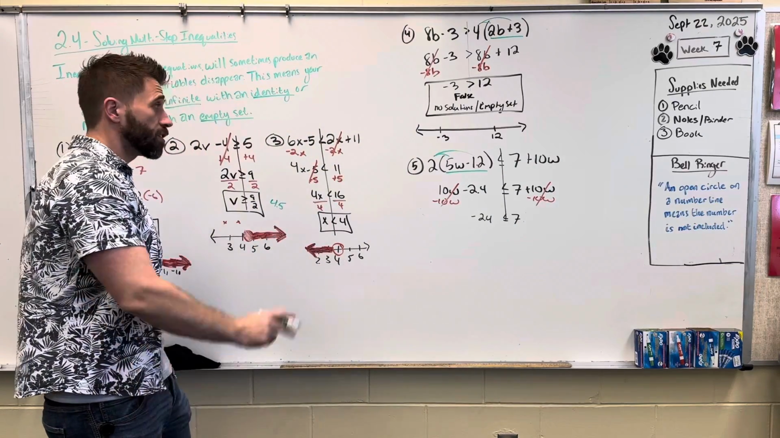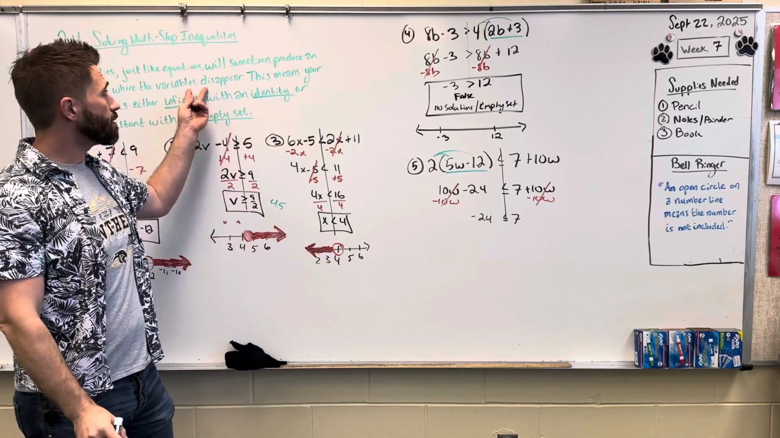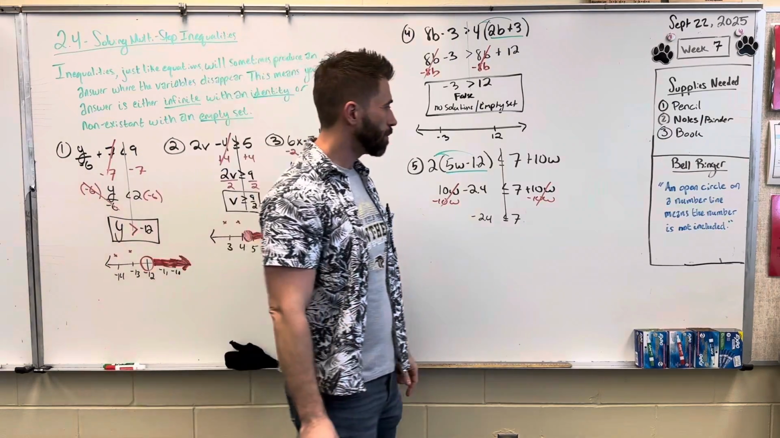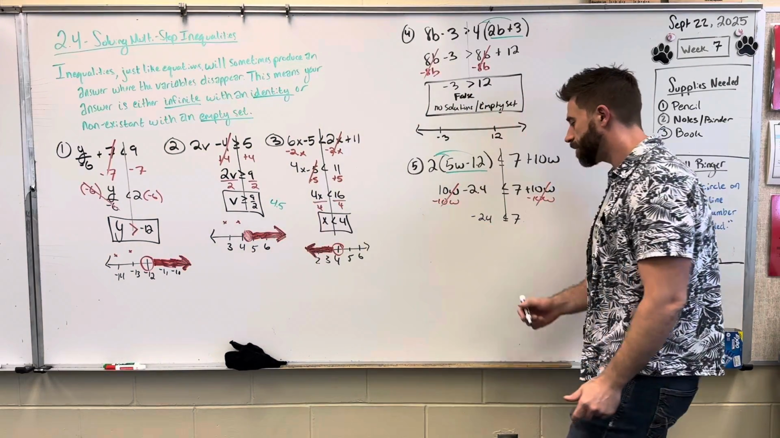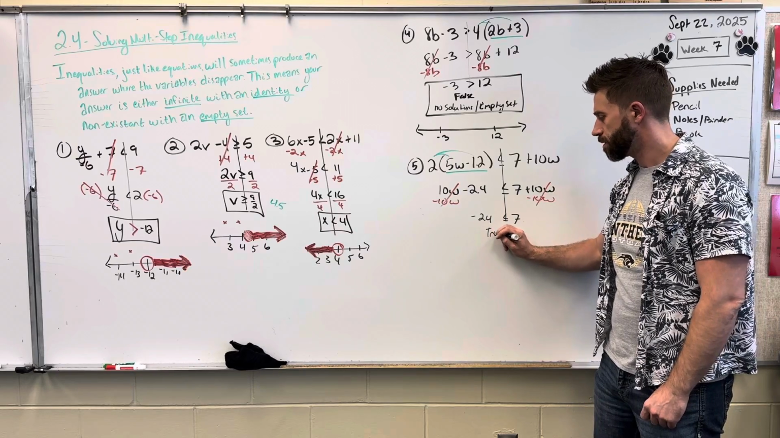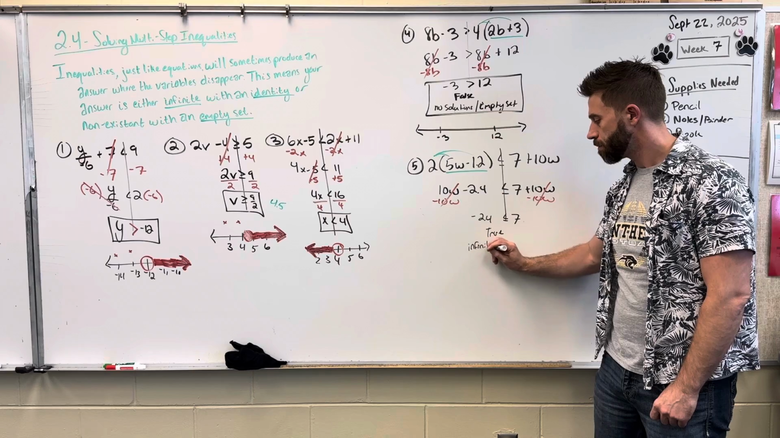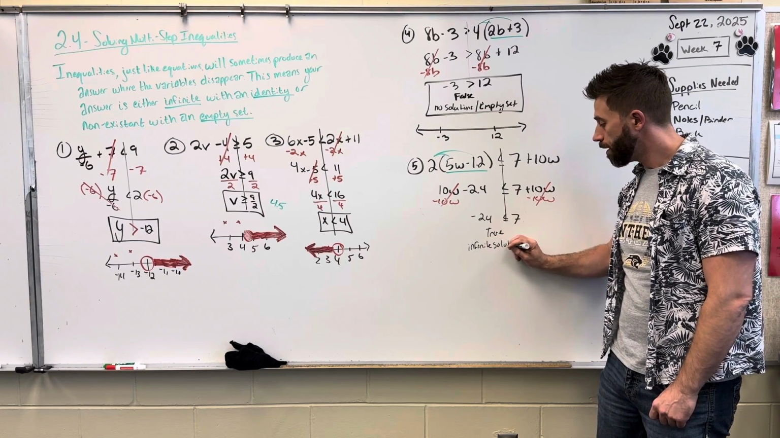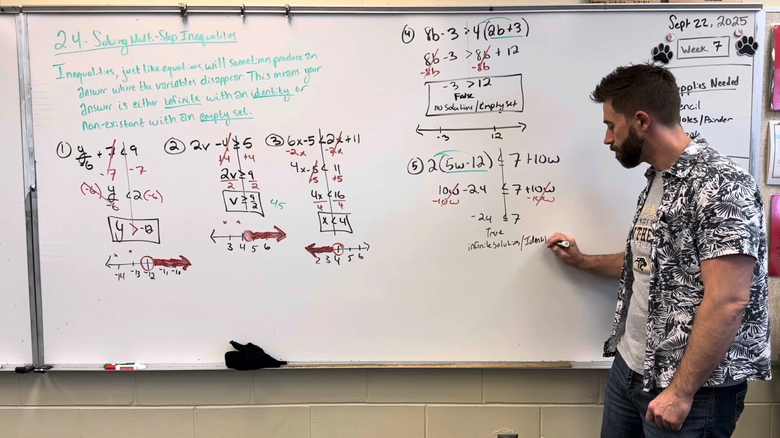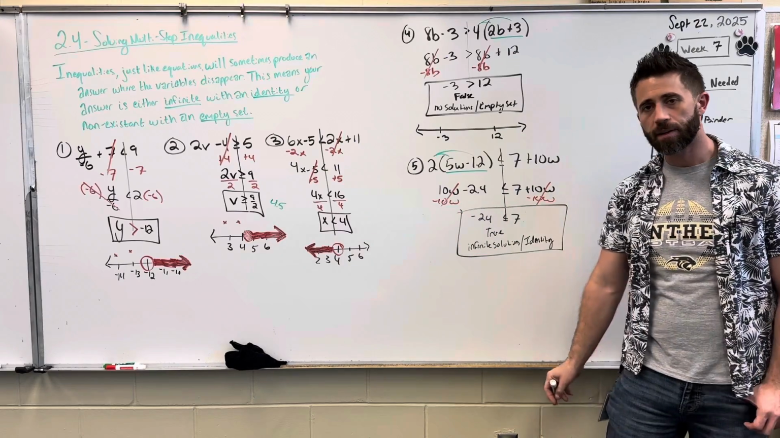And now, just like I did before, because the variables disappeared, that means that I'm dealing with something that is not conditional. It's either always or never true. And when we look at this one, how often is negative 2.4 less than 7? The answer is always. So we have true. There are infinite solutions. Or if we don't want to write infinite solutions, we can just go ahead and write identity. Either one of those works.